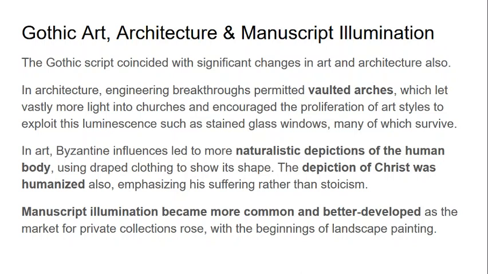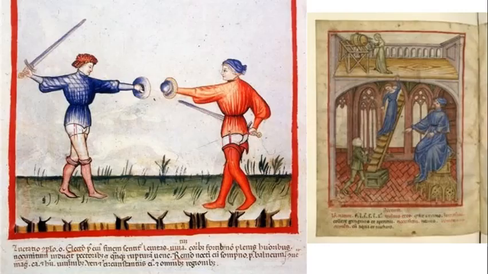In art, Byzantine influences led to more naturalistic depictions of the human body than they had in previous centuries, and they would use the draping of clothing to show the shape of a human body. Interestingly, the depiction of Christ himself was humanized, and they would come to emphasize his suffering rather than the stoic acceptance of suffering that he has in earlier depictions. And lastly, manuscript illumination became much more common and better developed as artistic conventions were trained better and the market for private collections developed as well. And it's in these manuscript illuminations that we see the very beginning of landscape painting.